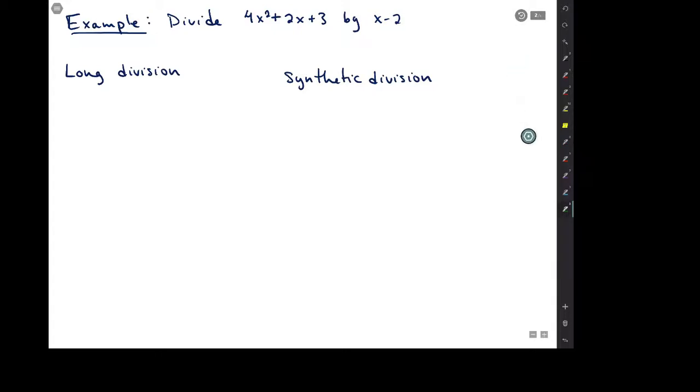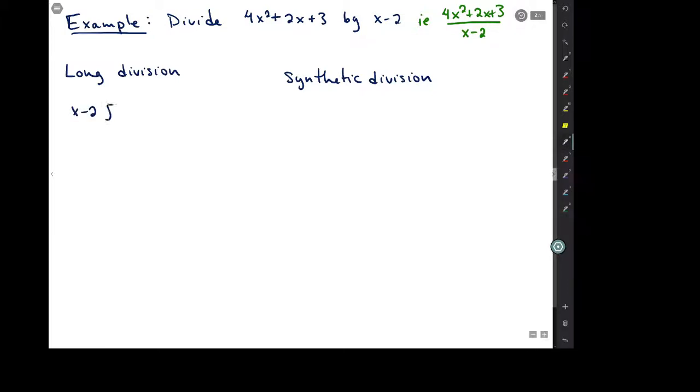Let's say that we want to take 4x squared plus 2x plus 3, and we want to divide that by x minus 2. So in other words, we are taking 4x squared plus 2x plus 3, and we are dividing by x minus 2. Now, it sounds the same when I say it like that, but remember, division is the same as having a fraction. Okay, so if I want to do this using long division, I take x minus 2, and I'm dividing that into 4x squared plus 2x plus 3.